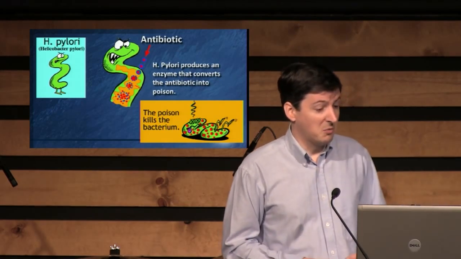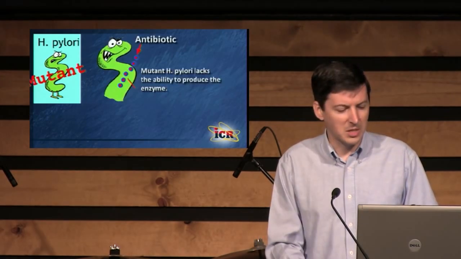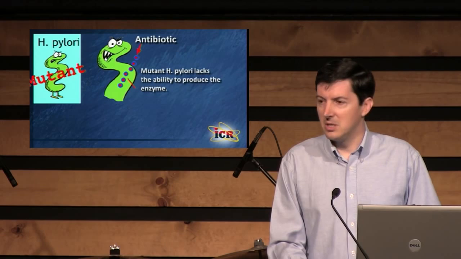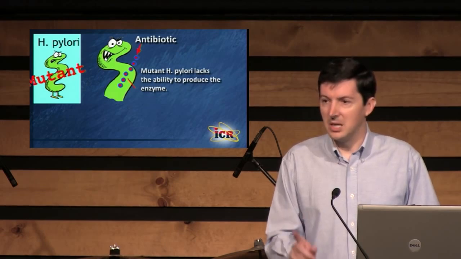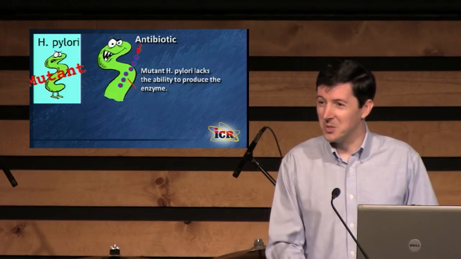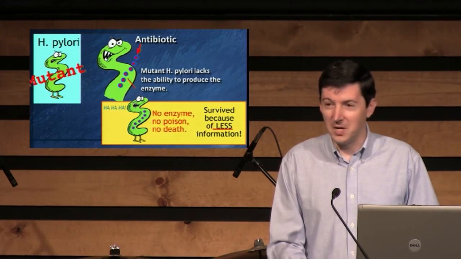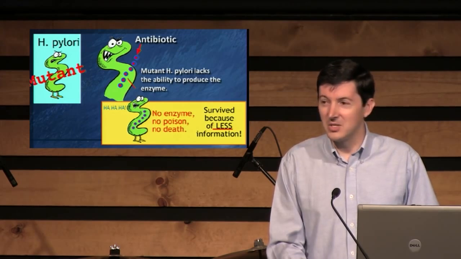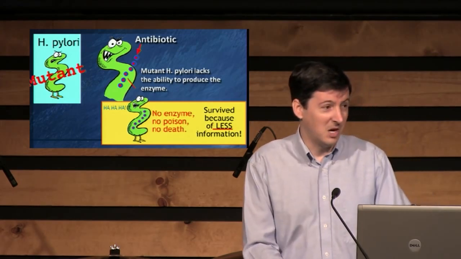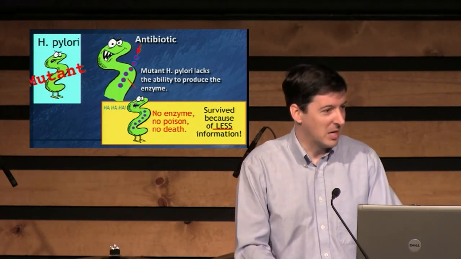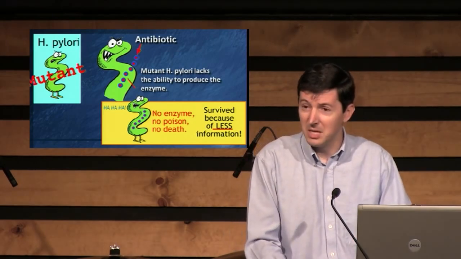There is a mutated form of H. pylori, which lacks that particular enzyme. He's got a gene damaged, and so he can't produce that enzyme, at least not in very high quantities. And so when the antibiotic goes into him, it just sits there because he lacks the ability to convert it into the poison. And so he's able to survive, but he survives because of less information. He survives because of a downward trend. It's just in that unusual environment it happened to benefit him.